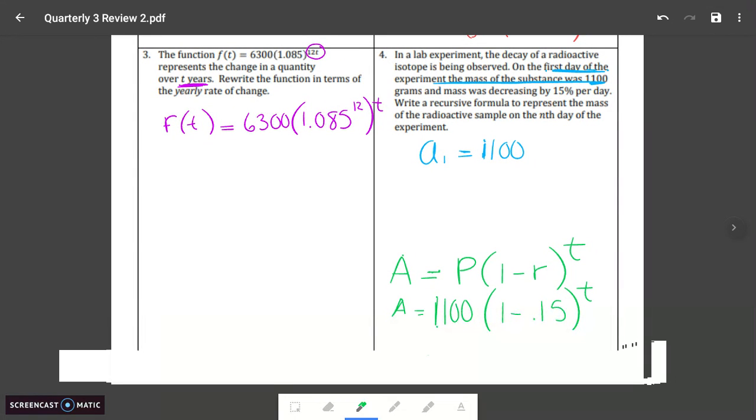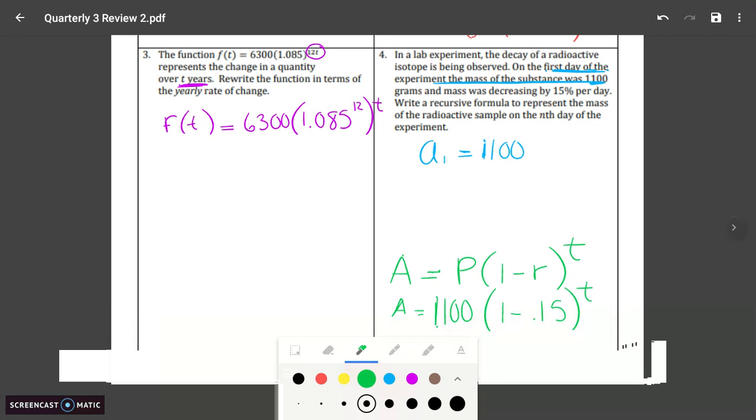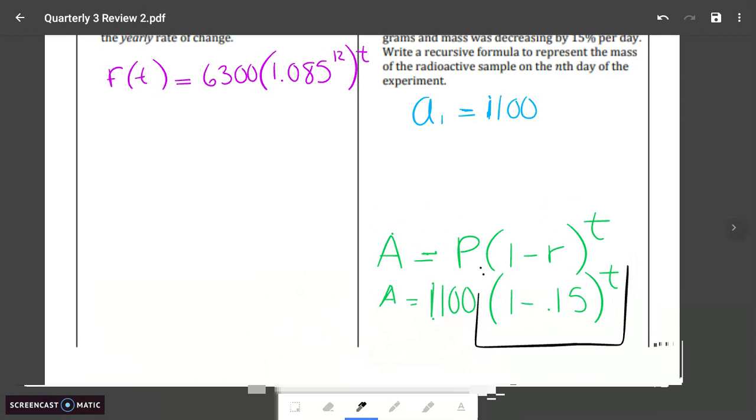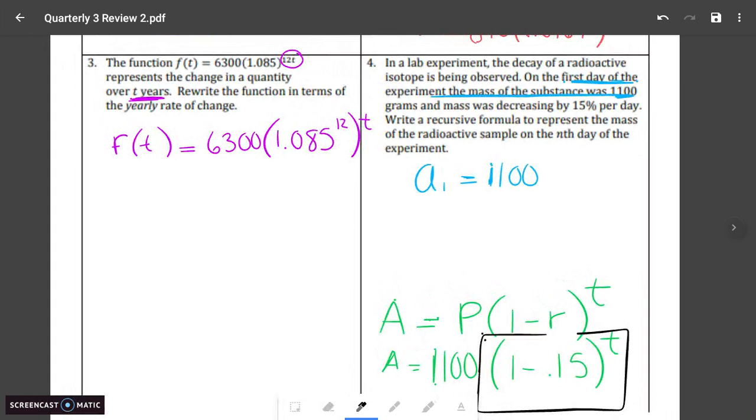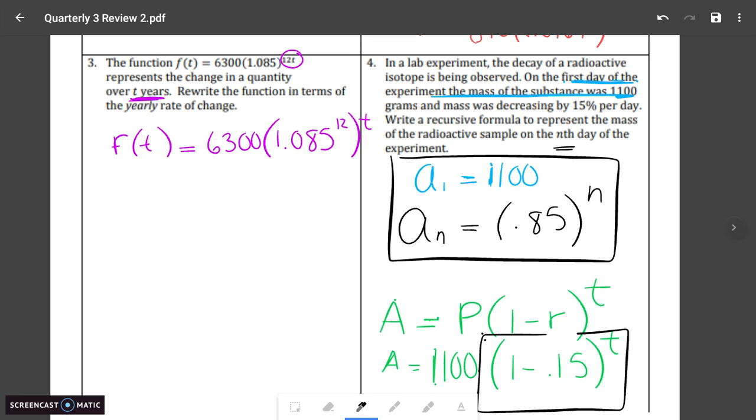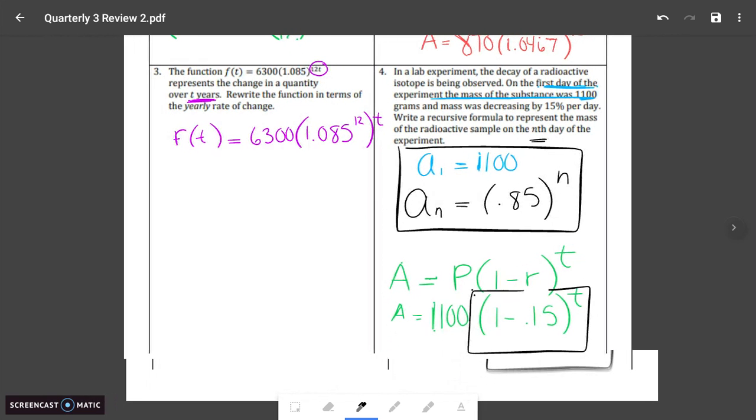Since I'm writing it recursively, what I'm going to do to switch this up, though, is I'm just going to take this piece, but we're doing it on the nth day. So instead of t, I'm going to have n. So a of n is equal to 1 subtract the 0.15, which is the same as 0.85 to the n. So these two things together make up that recursive sequence right there. So you're taking that, we have the first term and we have the other piece. It's just saying in terms of n instead of t.